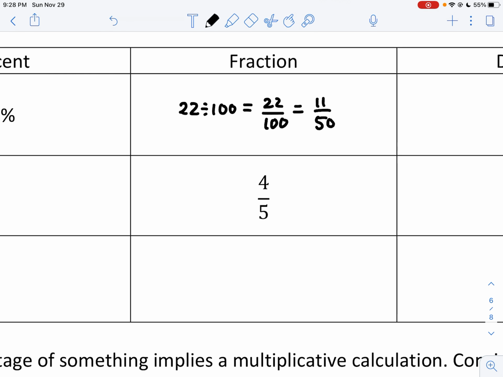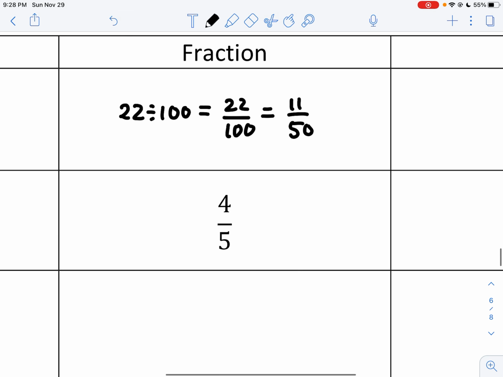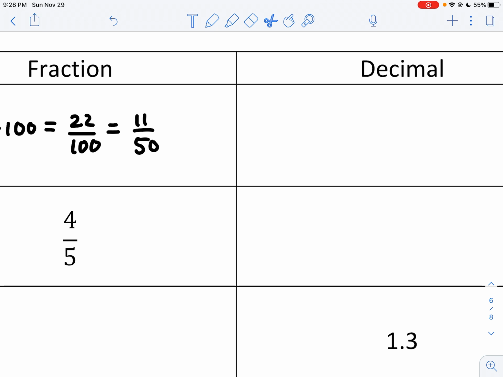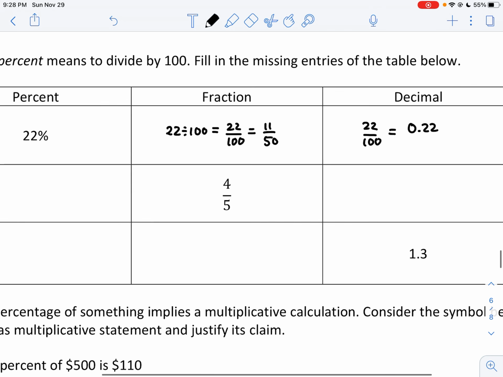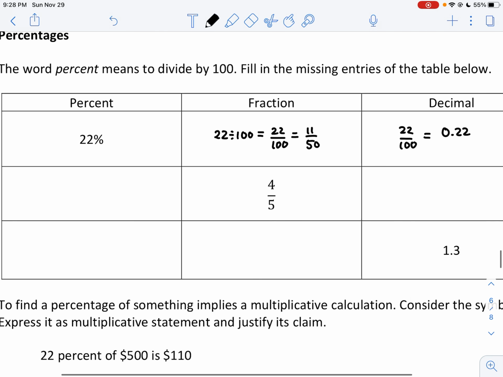And then can we simplify this at all? This will become 11/50ths in most simple terms. Now in decimal, the best way to get the decimal form is to launch from this hundredths term, 22 hundredths. So we have 22 hundredths, which means we start with 22 and move the decimal left twice, so 0.22. So 22% is the same value as 0.22.